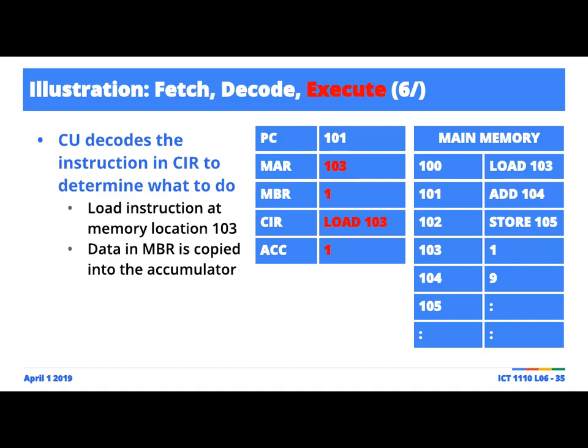So what you have on the left-hand side are the addresses, address locations. What you have on the right-hand side, this load, add, store, 1, 9, are the instructions and the data. We said both instructions and data are located in the same location, in memory, in RAM, right?